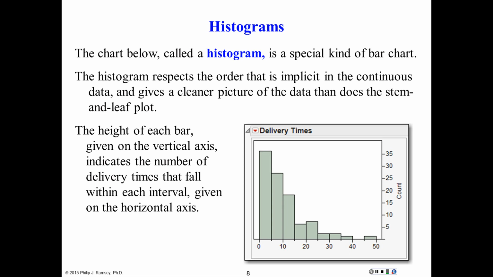And how you make the histogram is, well, the scale runs from 0 to 50 days. So you break it up into some convenient bins. So here they're broken up, you'll notice, into 5-day bins. And then you count how many observations fell in each bin. So notice for 0 to 5 days, about 35 orders fell in that range, and for 5 to 10 days, maybe about 27, and so forth.